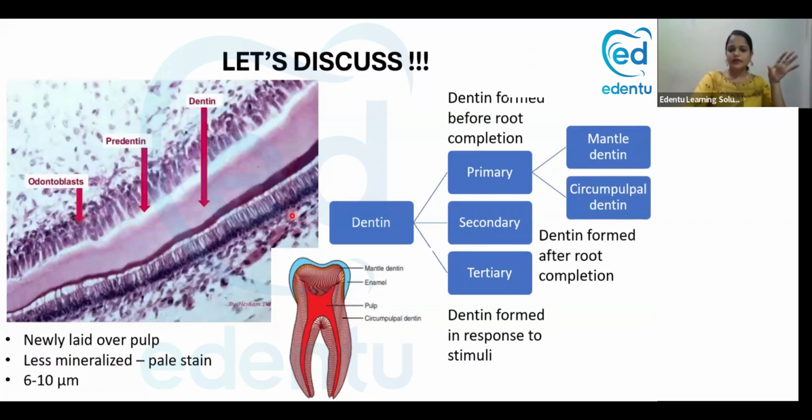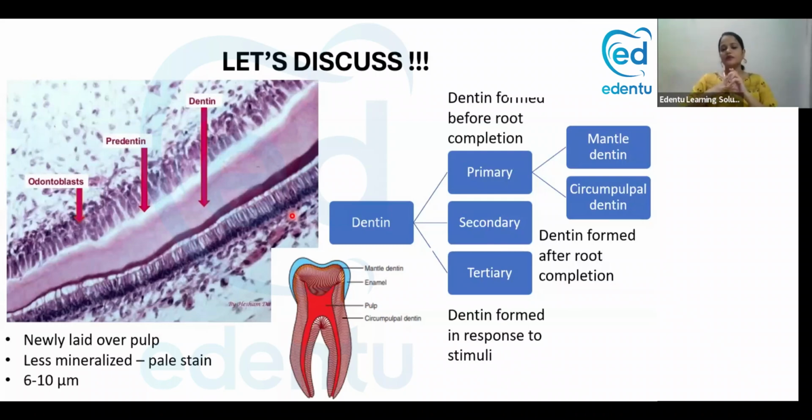Dentin can be broadly classified into primary, secondary, and tertiary. The dentin that is formed before root completion is called primary dentin. The dentin formed after root completion is called secondary dentin. Then there is tertiary dentin, which is formed in response to a stimulus such as trauma. There will be excess formation of dentin in that region, which is called tertiary dentin. Tertiary dentin alone is a pathological process, whereas primary and secondary are both physiological processes.